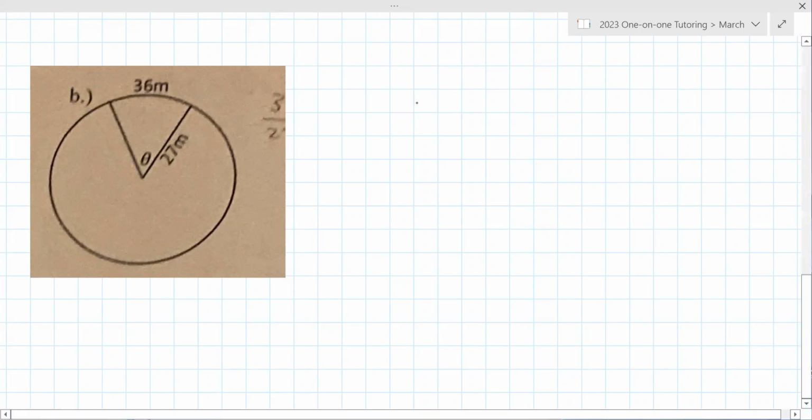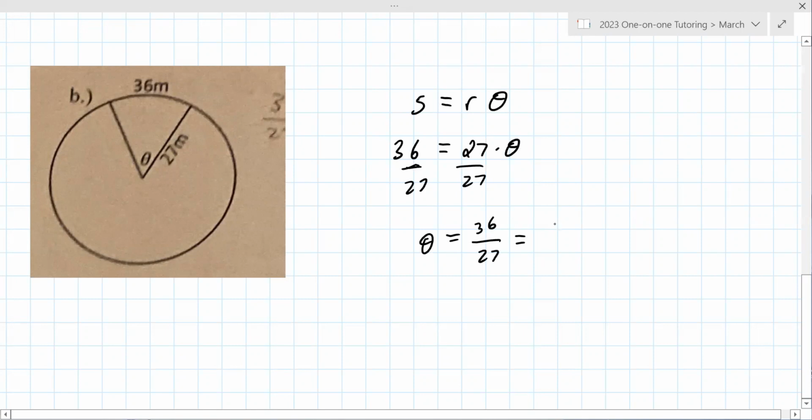And your work here is good. The only thing you're missing is the formula. S equals R theta. 36 equals 27 times theta. Divide both sides by 27. Theta equals 36 over 27, or 4 over 3. But it is in radians. You have to say it's in radians. It's much like giving units of measure.